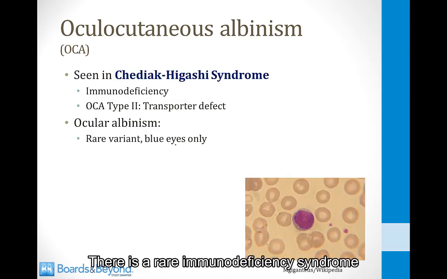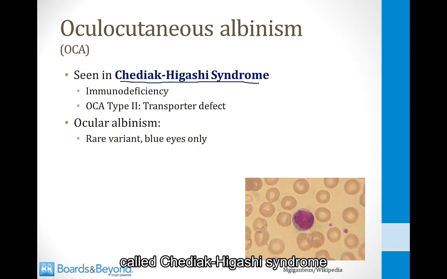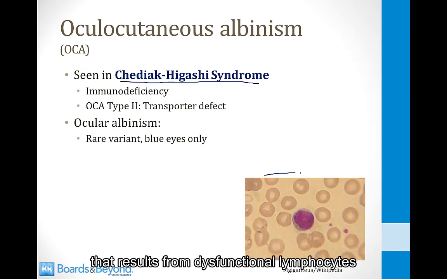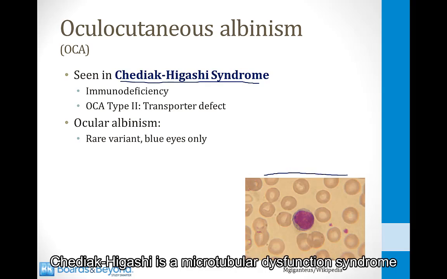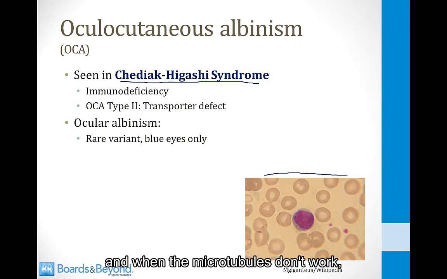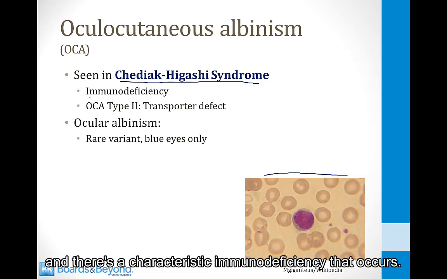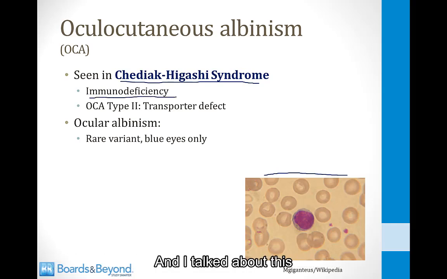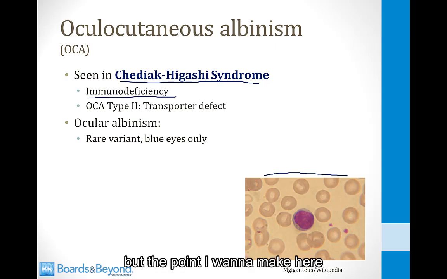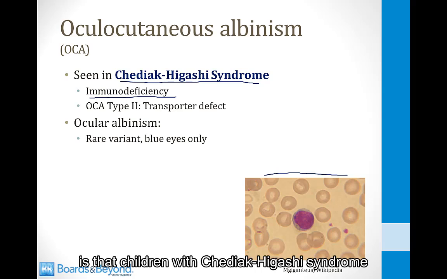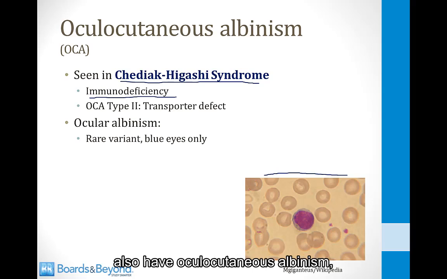There is a rare immunodeficiency syndrome called Chediak-Higashi syndrome that results from dysfunctional lymphocytes like the one I've shown on the screen here. Chediak-Higashi is a microtubular dysfunction syndrome, and when the microtubules don't work, the lymphocytes cannot respond to infection, and there is a characteristic immunodeficiency that occurs. And I talk about this in the immunology modules in more detail, but the point I want to make here is that children with Chediak-Higashi syndrome also have oculocutaneous albinism.